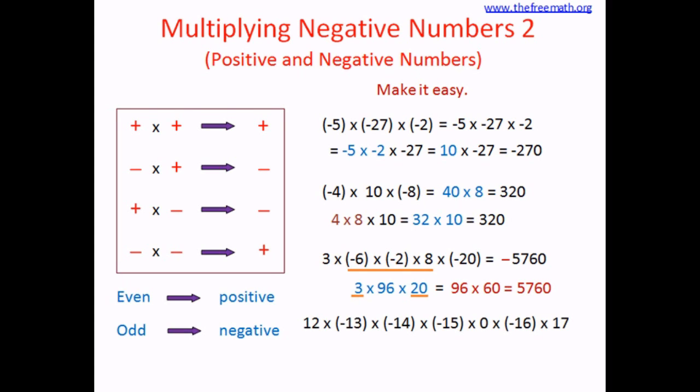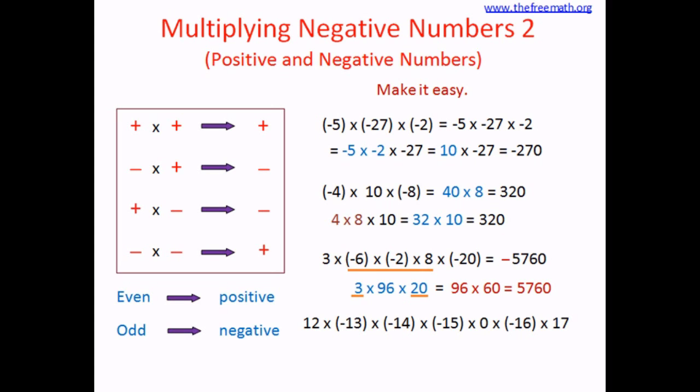Let's take one more example. 12 multiplied by negative 13 multiplied by negative 14 multiplied by negative 15 multiplied by 0 multiplied by negative 16 multiplied by 17. We don't need to count the positive numbers, so let's count the negative numbers. 1, 2, 3. Wait, do I need to count the negative numbers here?